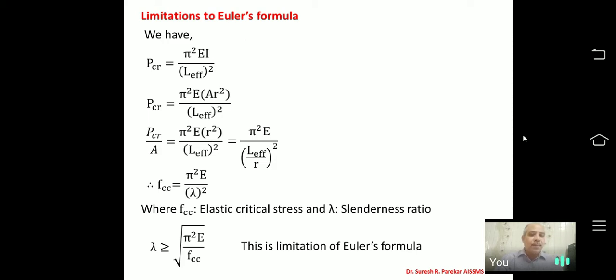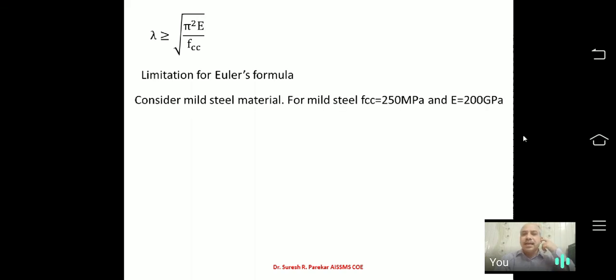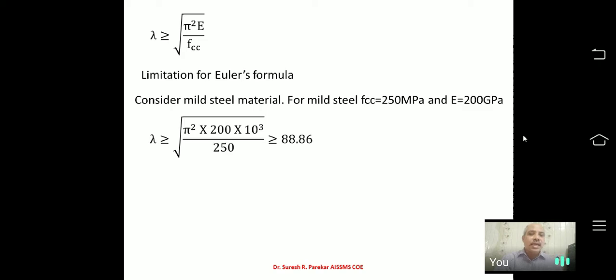Now we can find the value of lambda, because in our SPPU you will come across this question. So we will consider a material and substitute the values for that material. We have considered mild steel, where FCC is generally 250, that is Fy, and E is 200 GPa. If we put this in, we get the limitation of Euler's formula for mild steel, which is 88.86. In most books they mention lambda greater than 90, so they have shifted 88.86 to 90.